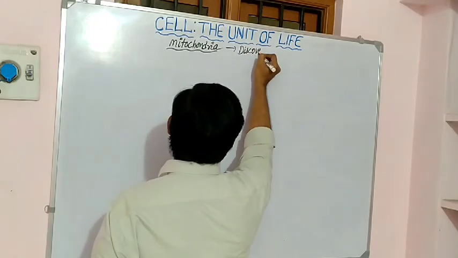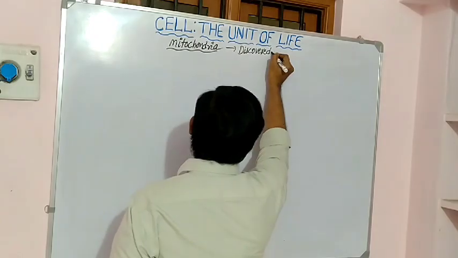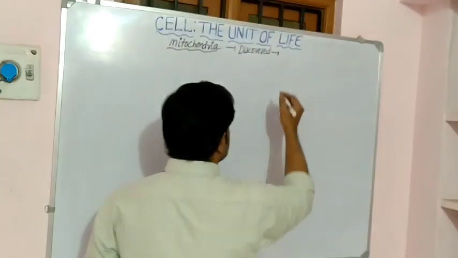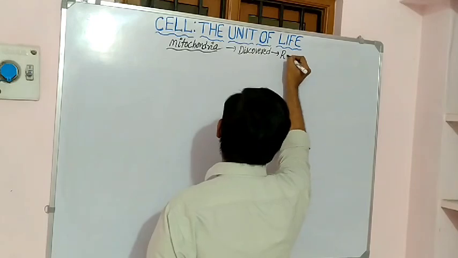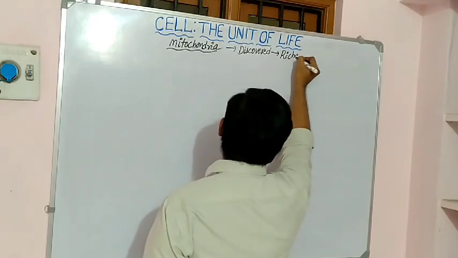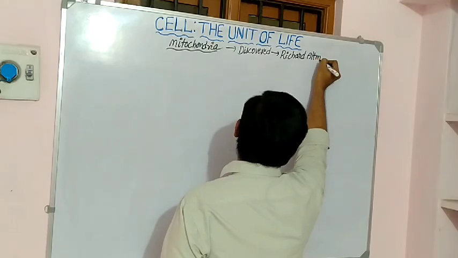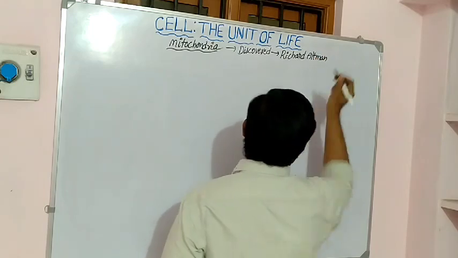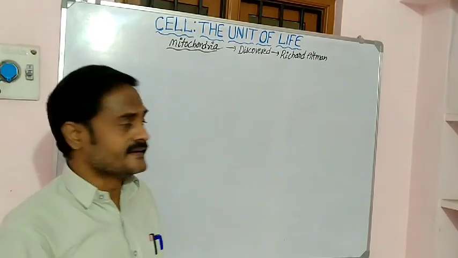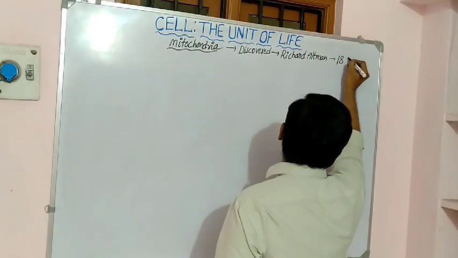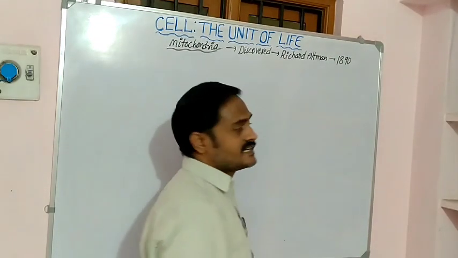Who discovered this mitochondria? Richard Altman. The scientist's name was Richard Altman, in the year 1890. In the year 1890.